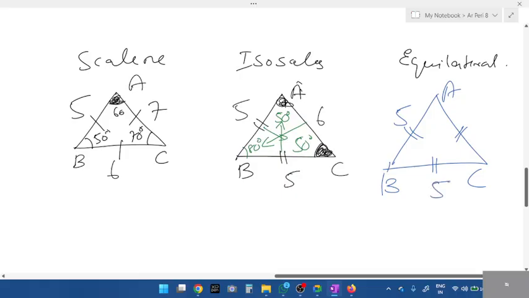BC also should be 5. AC also should be 5. And all their angles will be equal. Remember, equilateral, everything will be equal, 60 degrees. When I start triangle, I'll explain in detail. Now just remember these three.